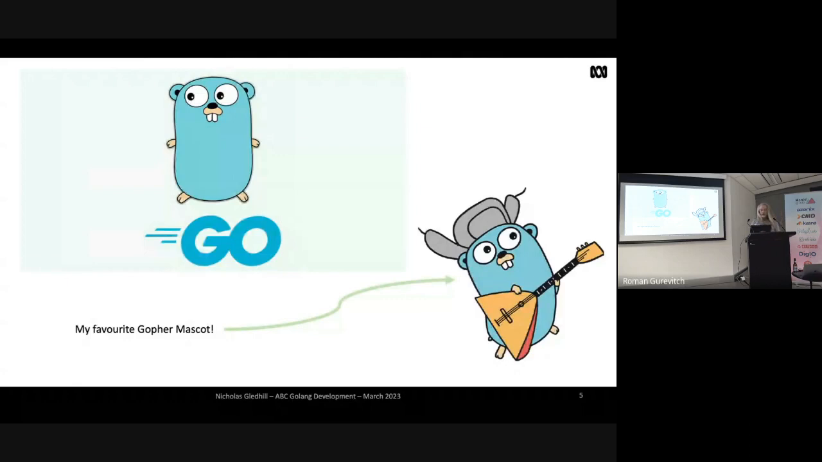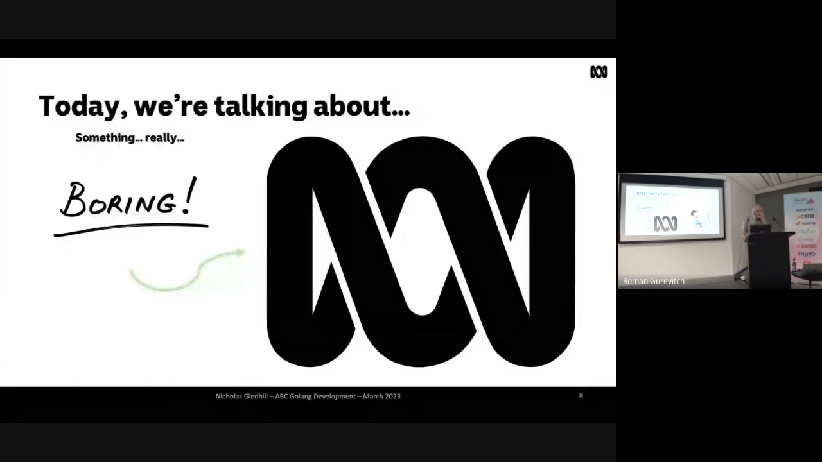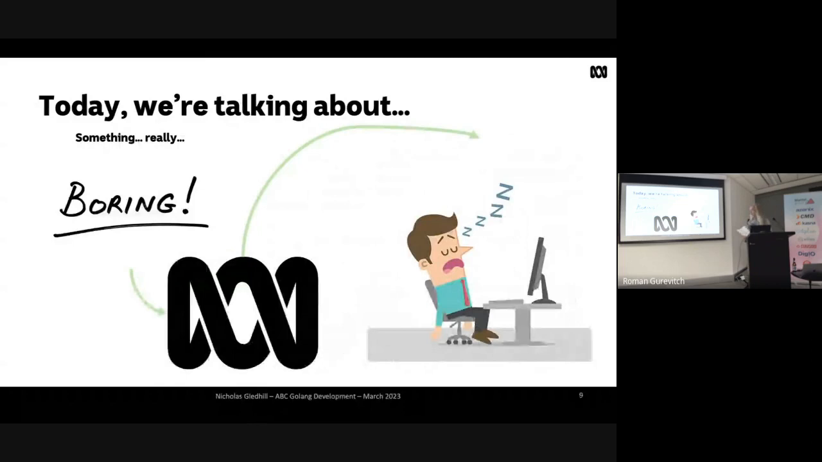I'm here with you tonight to talk about something really boring. Oh, no, sorry. What I meant to say was I'm here with you tonight to talk about how boring the ABC's use of Go is. No, sorry. Let's try that again. What I meant to say was I'm here with you tonight to talk about how boring my job is. No, sorry. Right. Let me start again.